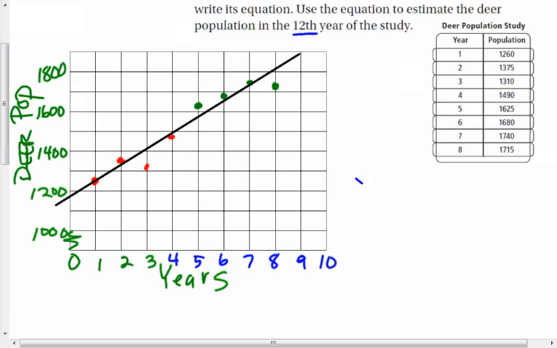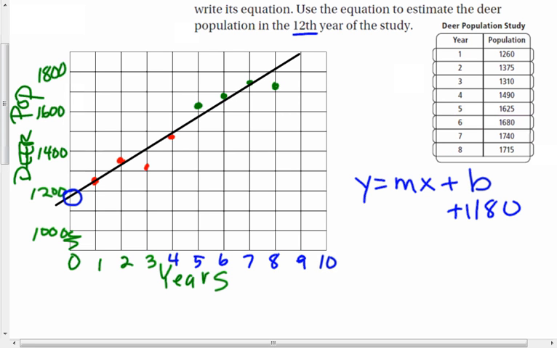Now, to write an equation, we're going to use this form. So we need to know the slope, and we need to know the y-intercept. We can just estimate the y-intercept off the graph there, and it looks like about maybe 1180. So we got that. Now we just need the slope.